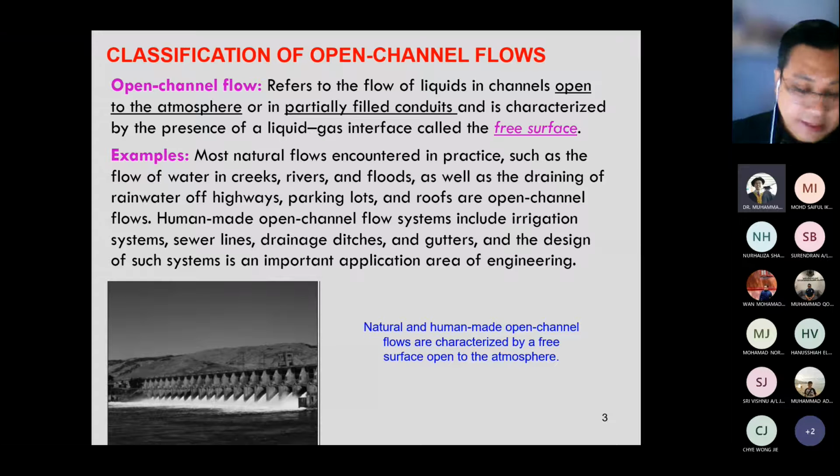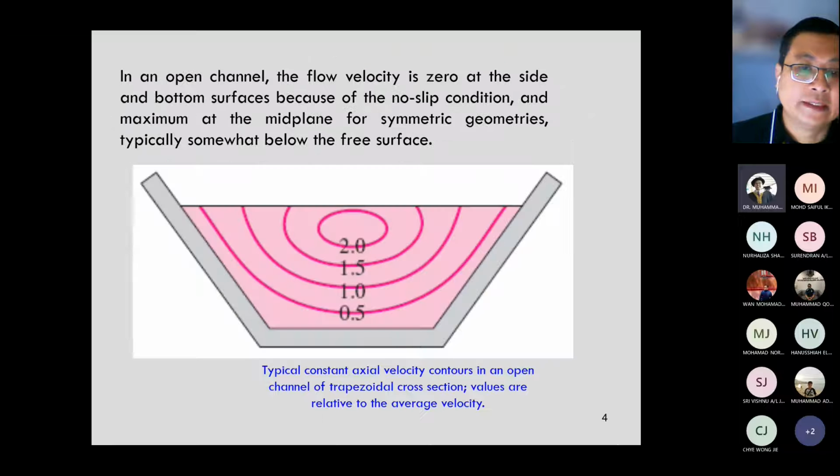We try to understand what properties or parameters influence this open channel. If we cut the cross-section of the open channel, the shape may be like this, more of a trapezoid. Sometimes a rectangle, or maybe half of a circle, which we call a semi-circular cross-sectional shape.